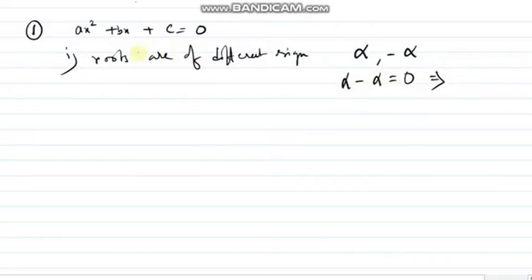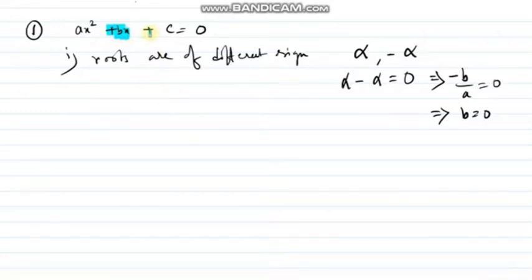And what is the sum of the roots? Sum of the roots we know is minus b divided by a. So can we write that b equals to 0? So the meaning of roots of different sign means this term will vanish. There will be only the x square term, and it can be 2x square, 3x square with a coefficient obviously, and the constant term.